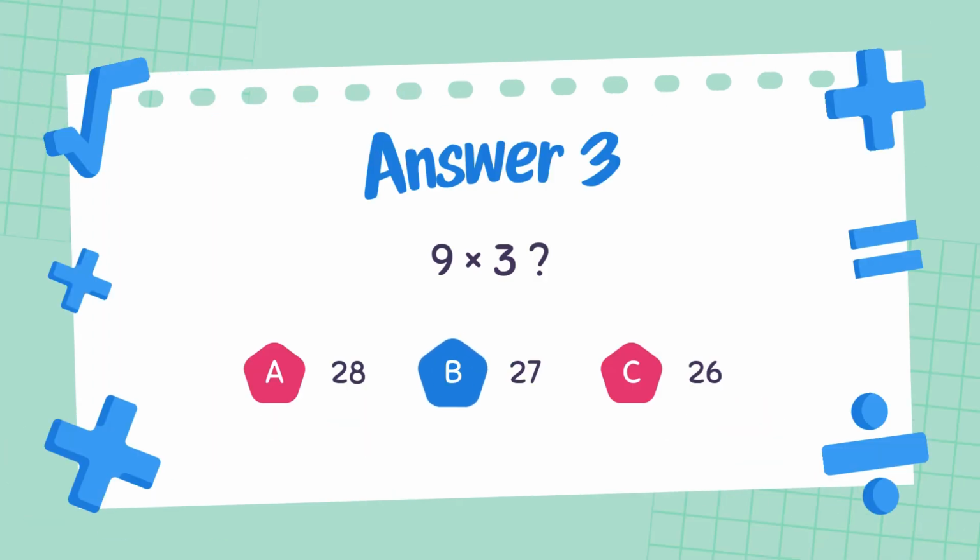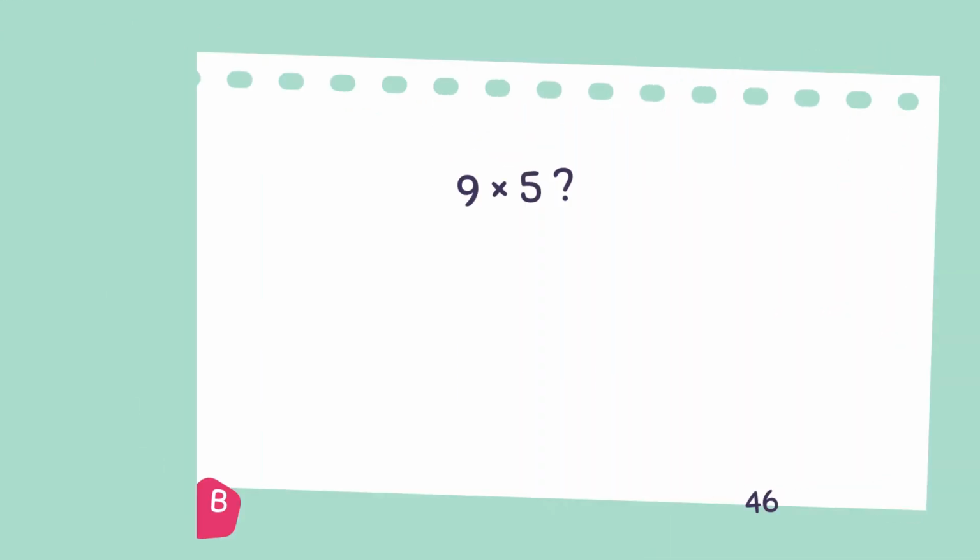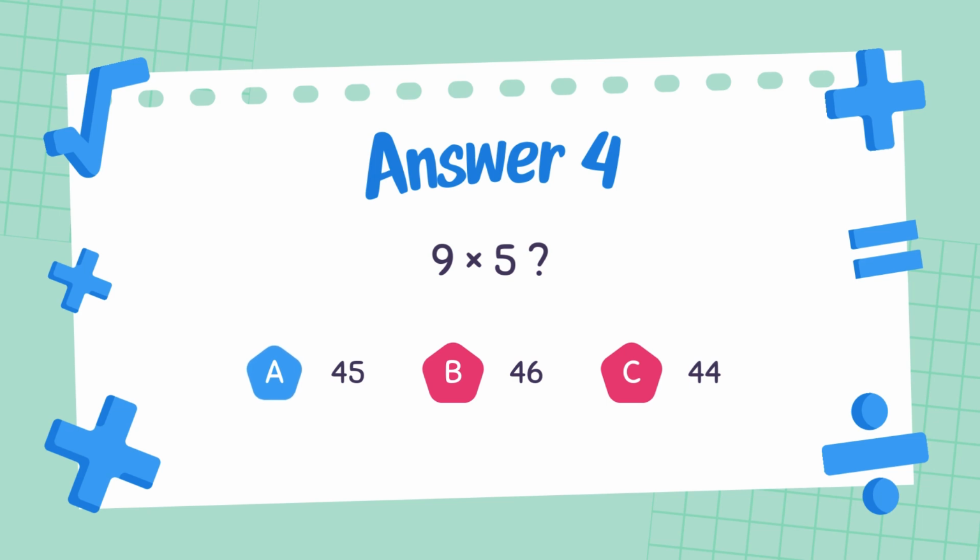Keep it up. Question 4. What is 9 times 5? Is it A, 45, B, 46, or C, 44? The answer is A, 45.